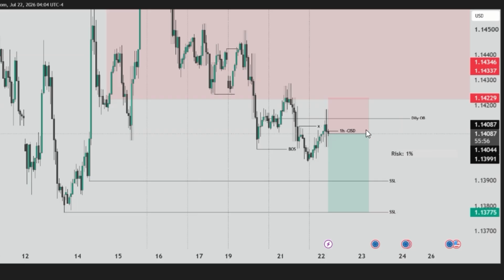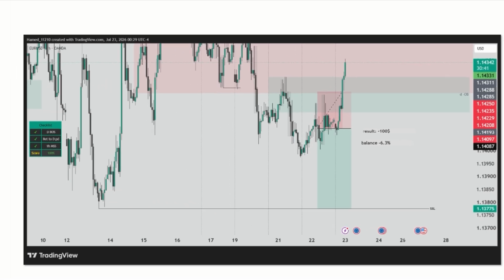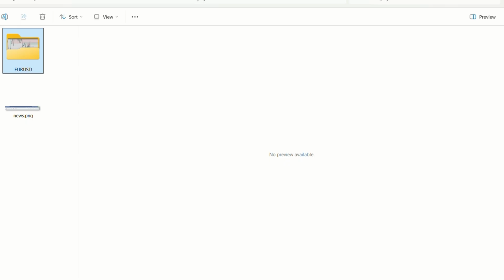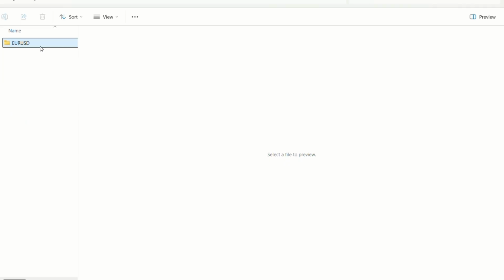We have breakup structure of the order block in here, and then a liquidity sweep on the lower time frame, changing the state of delivery and entry. And this is the result: negative $100, balance negative 6.3%. As you can see, this is how it went. Okay, 1 win, break even, 1 loss. I am at +1R.